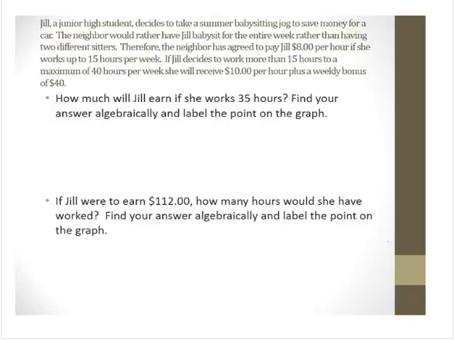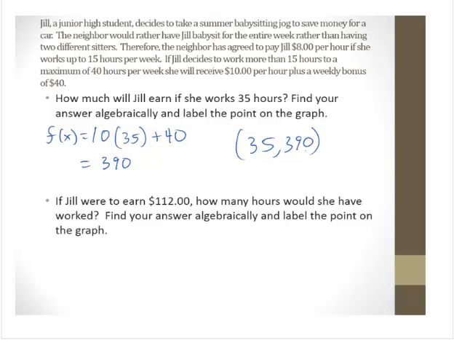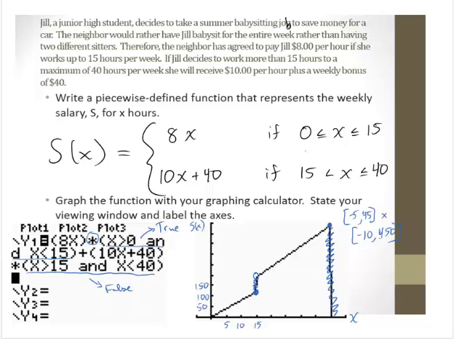How much will Jill earn if she works 35 hours? So if she works 35 hours, then the function would be defined by the second rule, which would say it would be $10 times the number of hours plus the bonus of $40. And so that's 350 plus 40, that's 390. So we have the point 35, 390. Let's label that point on the graph. All right, so let's see. This mark would be 35, so this point roughly up here would be 35, 390.